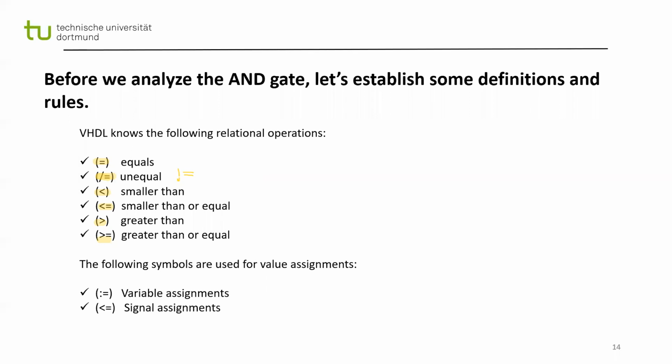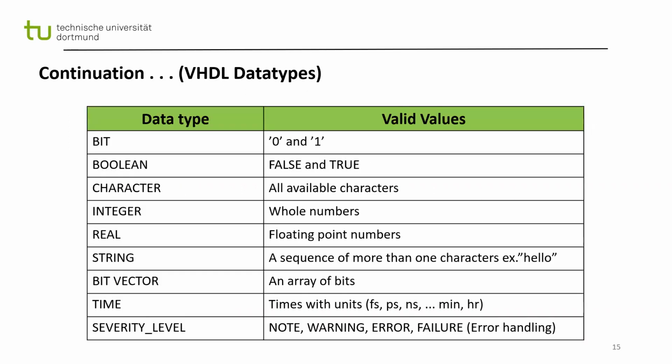Moreover, the following symbols are used for value assignments. This is used for variable assignments, a colon followed by an equal sign, and then the smaller than or equal sign is also used for signal assignments. We will learn the difference between signals and variables later on in this crash course. All in all, VHDL also has data types.